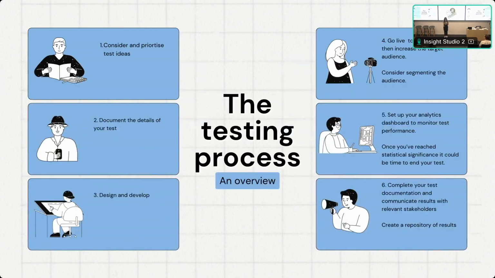So I'll summarise the testing process and we'll go through it in a bit more detail. Okay, to start off, consider and prioritise ideas. It might come from a project that you're working on. It might come from the stakeholders that you're working with and them questioning certain things. It might come from user interviews and you found there are some different directions you could go in and you want to look into that.